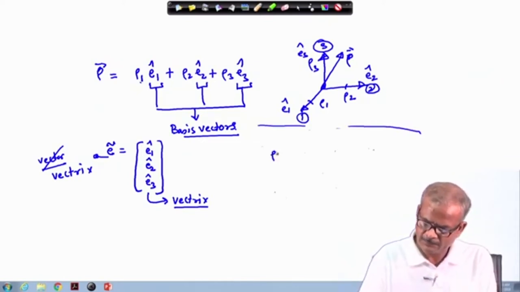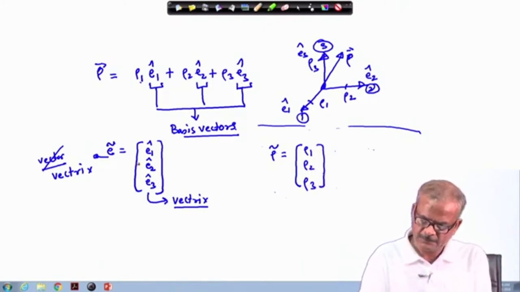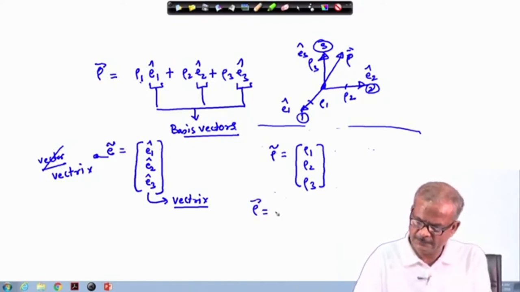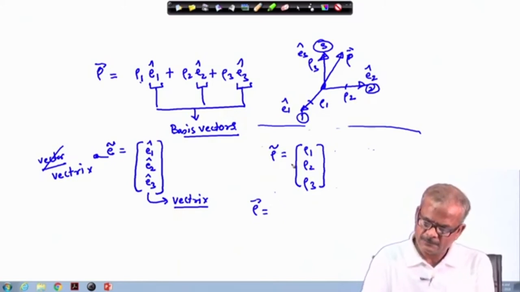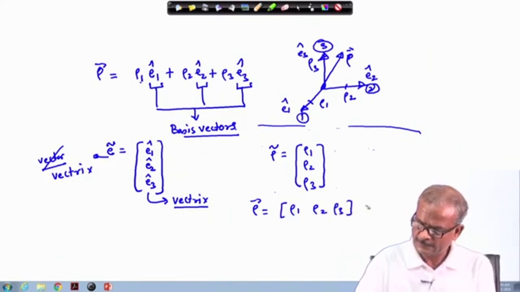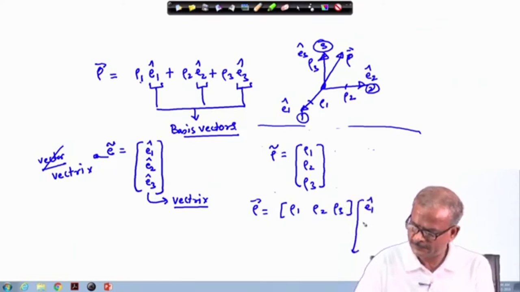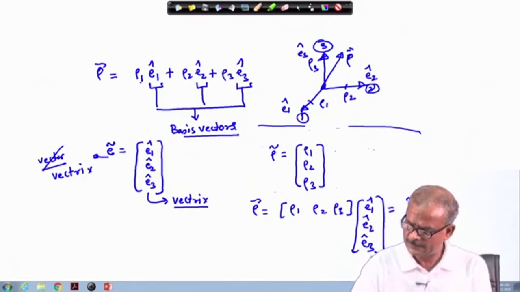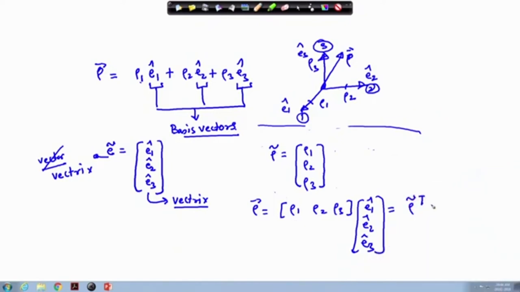So, we will represent rho tilde, we will write as rho 1, rho 2, rho 3, and E tilde we have already written in this way. So, what we can see is that we want to get this rho. So, can we write it in terms of these two? If we write it as rho 1, rho 2, rho 3 times the inner product, basically E 2 cap, E 3 cap, this you can write as rho tilde transpose, where rho tilde we have defined like this.